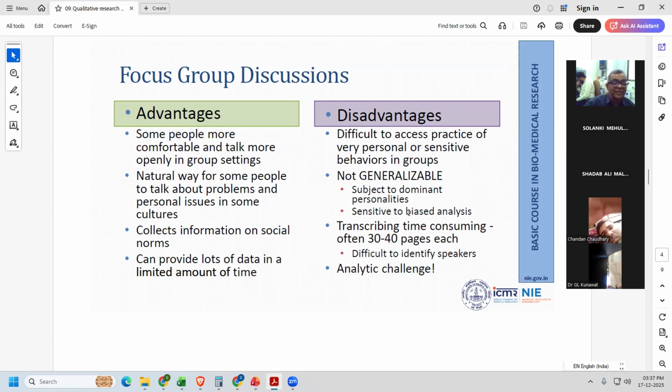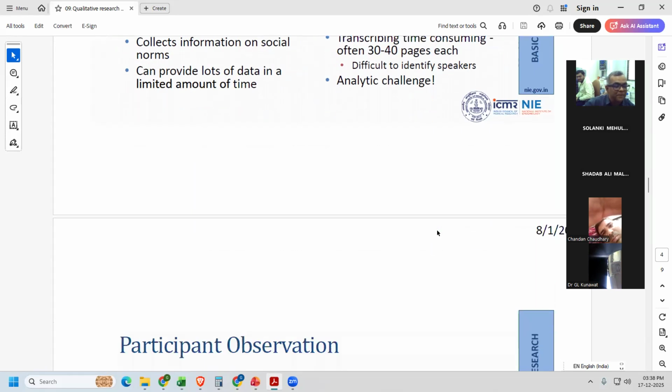Now here the transcription is time consuming, and often it's 30 to 40 pages. Really, what we did recently, we have around 45 pages of transcription, and there is difficulty identifying the speakers. But now software and recorders are available, you can use them, and even AI can also help. We have also taken the help of AI.